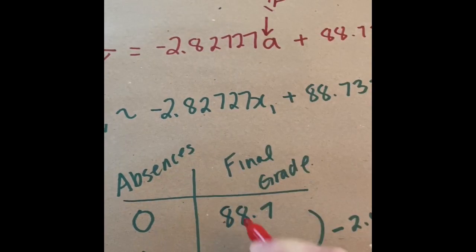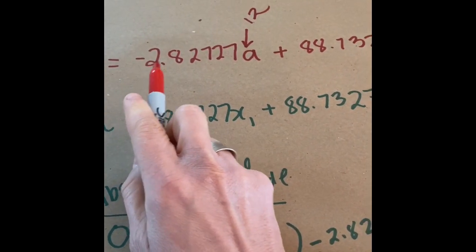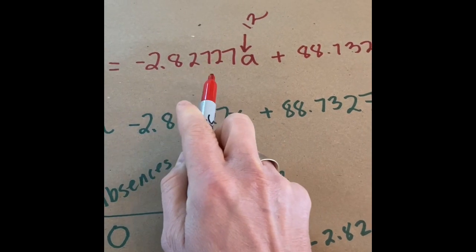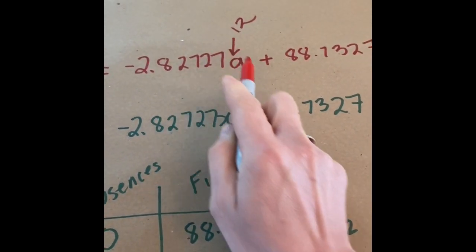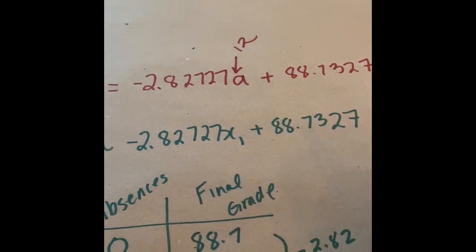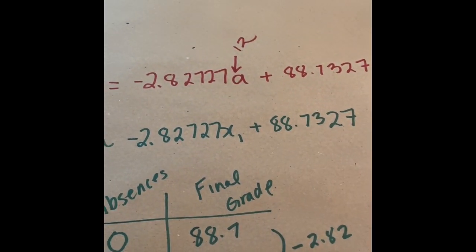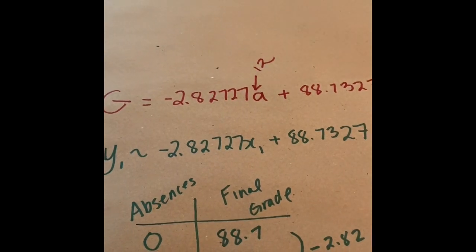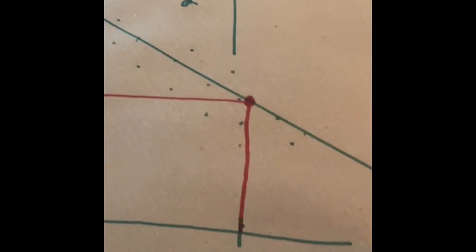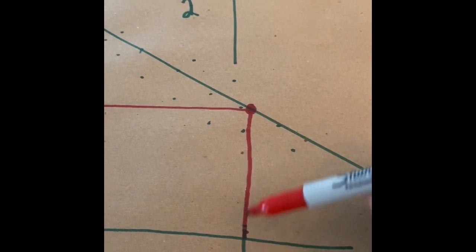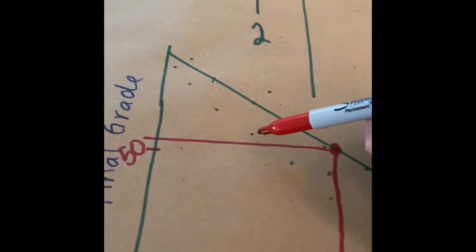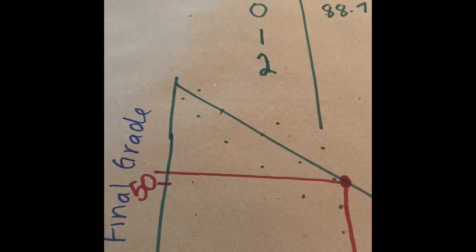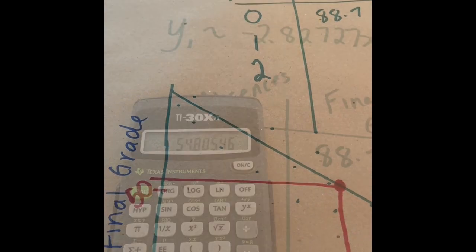Okay, so let's say that I have 12 absences. That means I want to go negative 2.82727 times 12 plus 88.7327. I'm going to get my calculator and I'm going to check to see what that answer is. But I hope it's an answer that's close to what our graph gives us. Our graph told us that at 12 absences, if we use our line of best fit, it should be something close to 50. So I'm going to get my calculator and I will check.